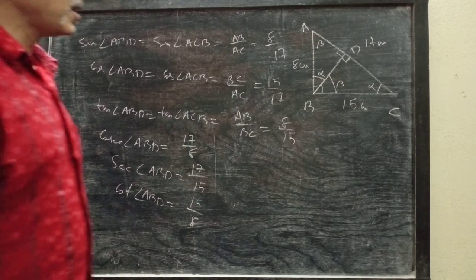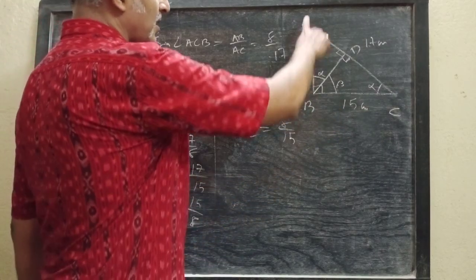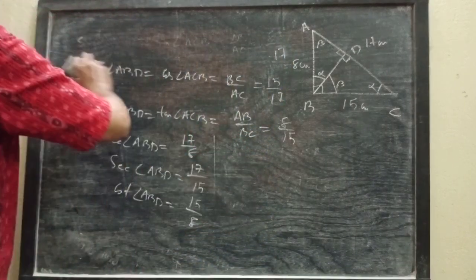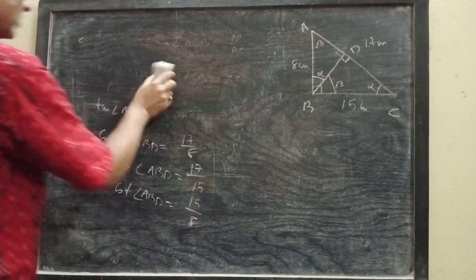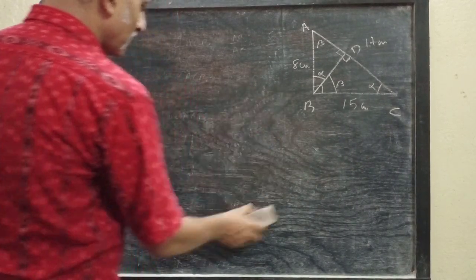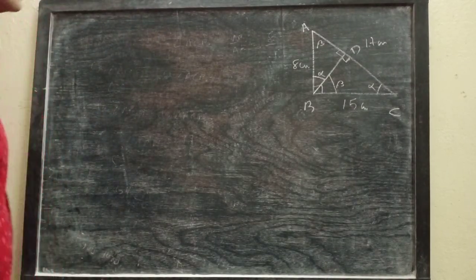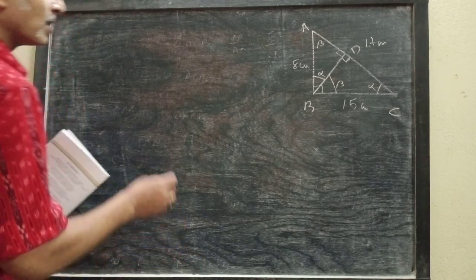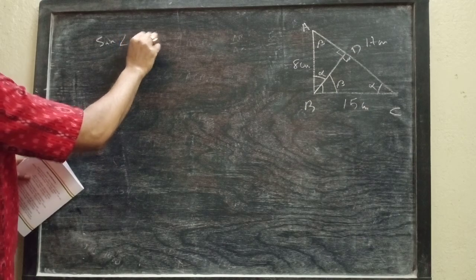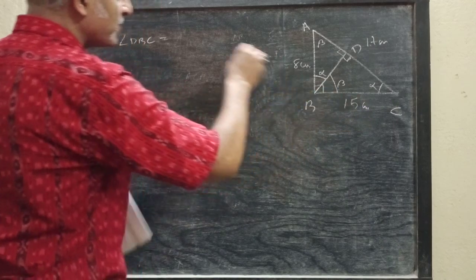In a similar way, we can find ratios of angle DBC, because DBC is identically equal to angle BAC. So this is kept for your homework. I am writing just the answer to check your working, but you have to do the total thing on your own. First, sine angle DBC. This will be sine of this angle. This will be BC by this, that is 15 by 17.